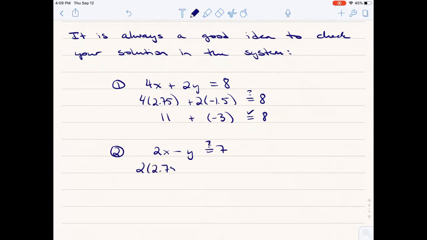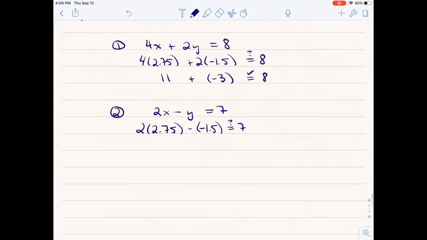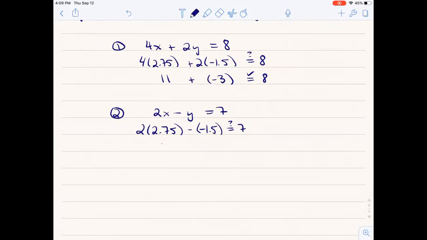When x is 2.75, minus negative 1.5. Does it equal 7? Get rid of this question mark. That one's still true. We get 5.5 plus 1.5, which does equal 7. So we're good. Okay, so that's nice that we can check our work.